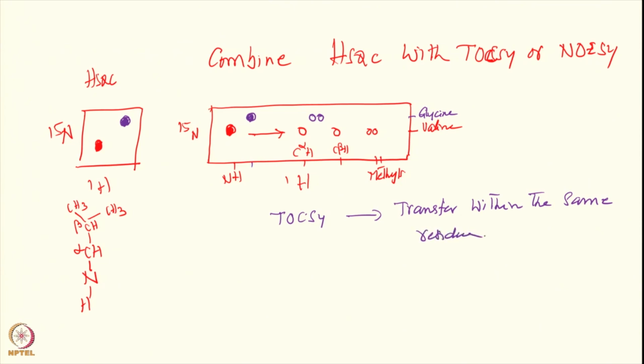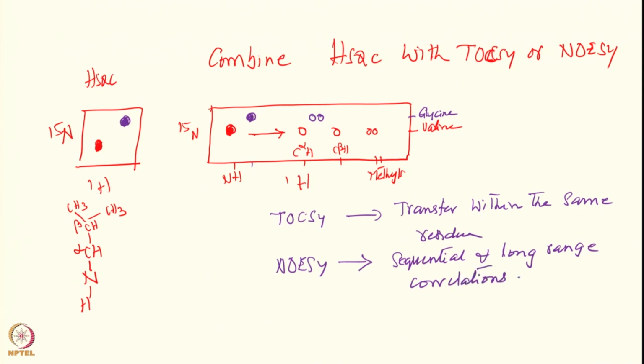But if I do a NOESY, this also will have sequential and long range correlations. See here there is no diagonal, you will only have cross peaks. Therefore in either case, if you combine this making use of the dispersion of the N15 chemical shifts, then you will be able to separate out and identify the individual amino acid residues by looking at these relays.